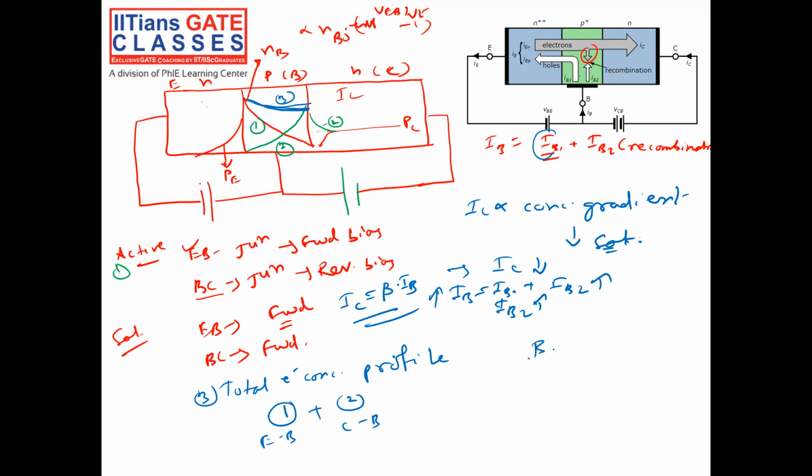Beta is IC by IB, right? So IC is decreasing, IB is increasing. So what will happen to beta? Here, if you see, my current IB is more. Here IB is increasing at a rate more compared to IC by beta.